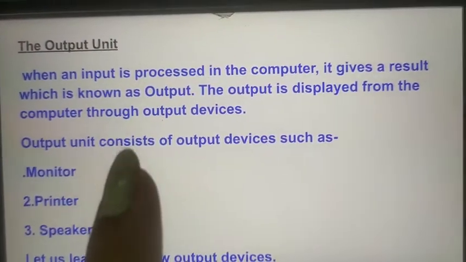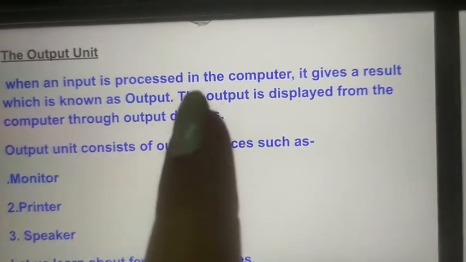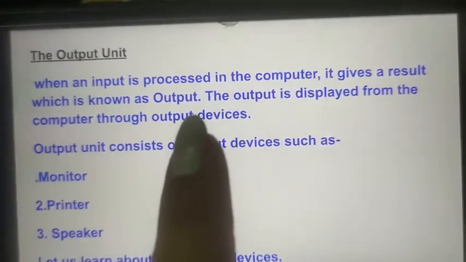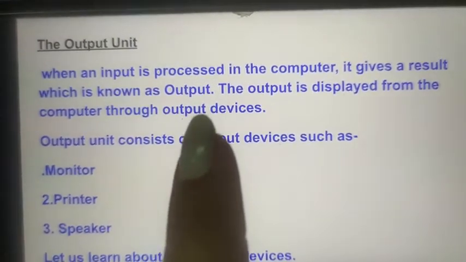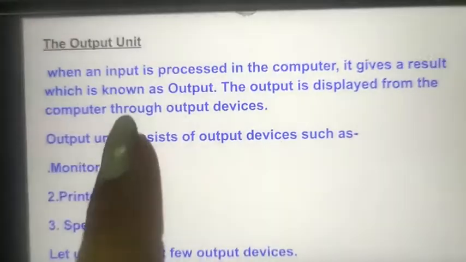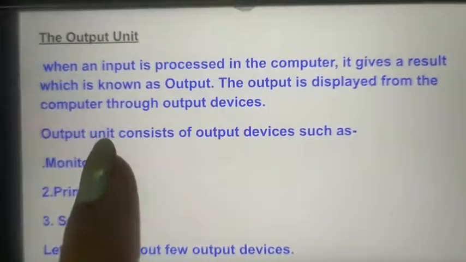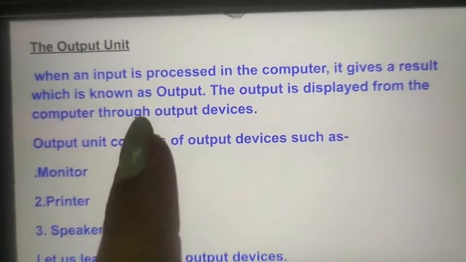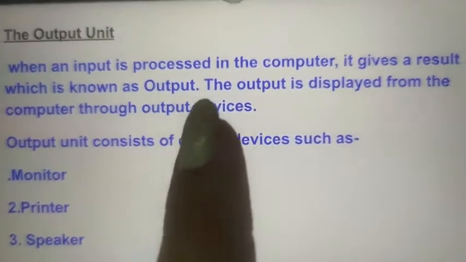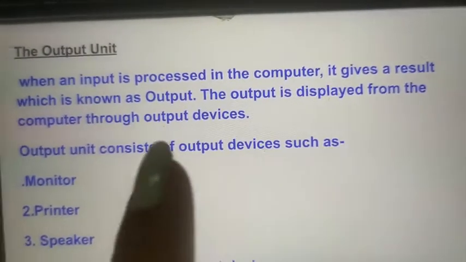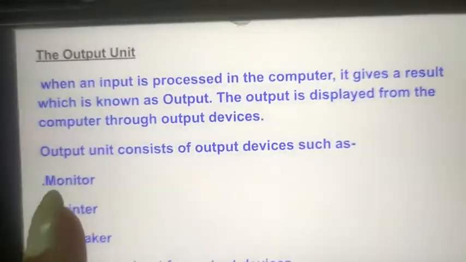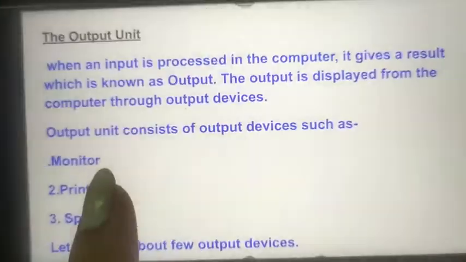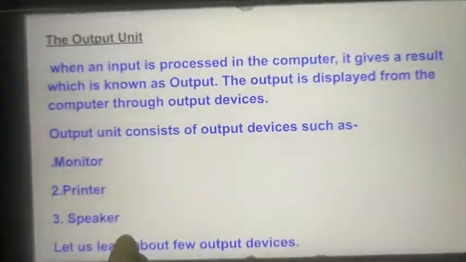Now what is the output unit? When an input is processed in the computer, it gives a result which is known as the output. As I told you, the input unit will give the input to the computer. Processing means the CPU will do the process. And the output unit will give you the output on the screen, on the screen like a monitor. So these all are the parts of the output unit. First is monitor, printer and speaker.